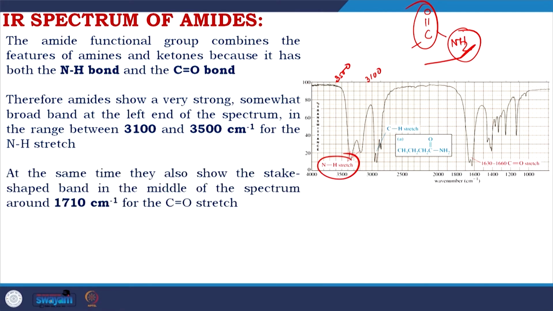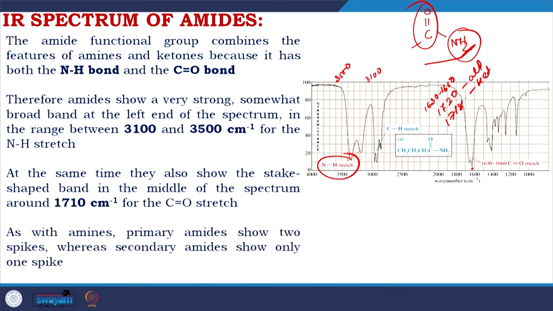At the same time, they also show the sharp band in the middle of the spectrum for the CO stretch. If you remember, in other compounds it was around 1710, but here in this compound, they are showing around 1630 to 1660. So, we have seen in other compounds aldehyde 1720, ketone 1718. So, this is also a characteristic one.